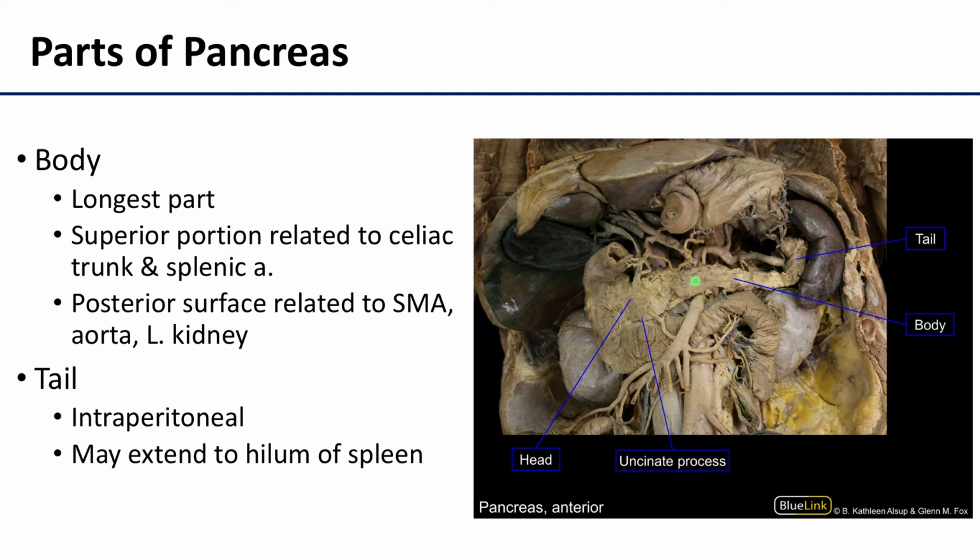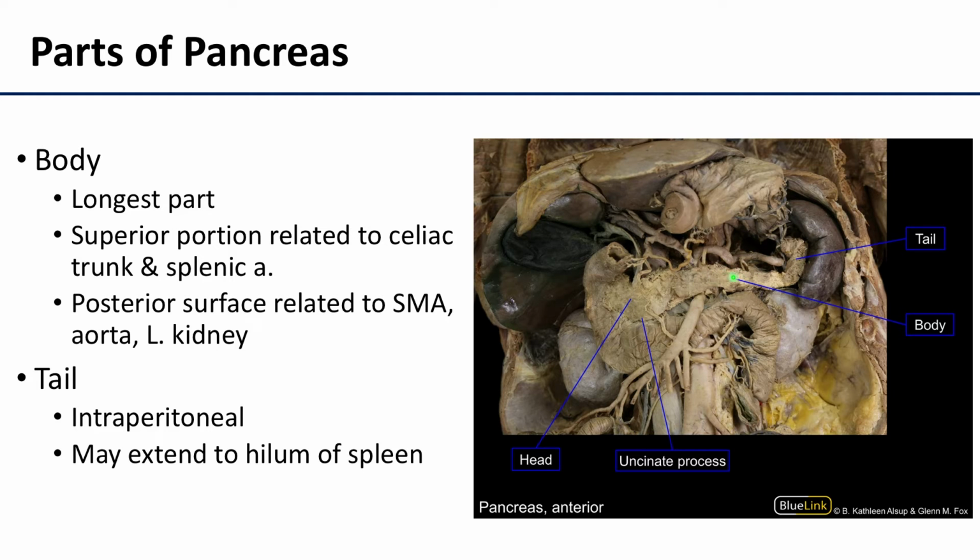The body of the pancreas is the longest part and is considerably thinner than the head. Its superior portion is very closely related to the celiac trunk and its branch, the splenic artery, which you can see right here. We always say that the splenic artery has a very tortuous relationship. It's kind of a squiggly artery right here. Very large, which makes sense because it's going to supply the spleen.